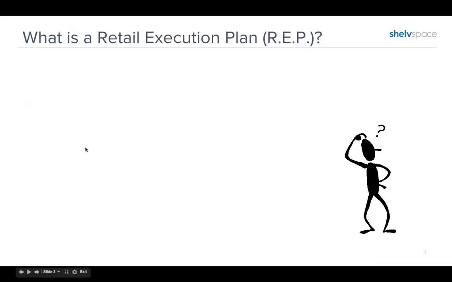So first off, what is a retail execution plan? What do we mean by that? Well, a retail execution plan is where the rubber meets the road. After all the preseason analysis and strategic planning are complete, you've got your product lineup all set, you've made your trades, you've made your upgrades, it is now game time.